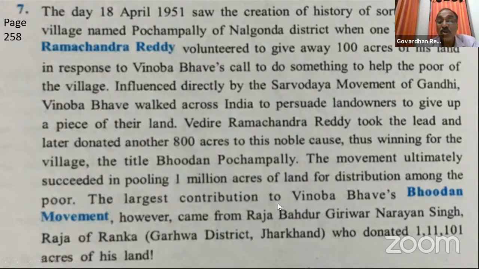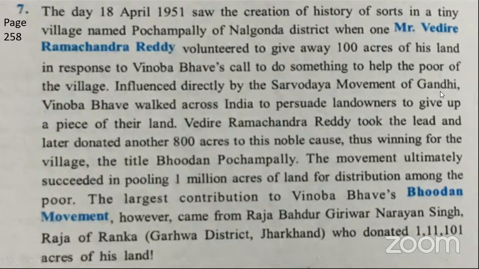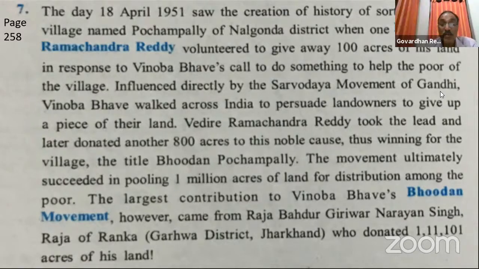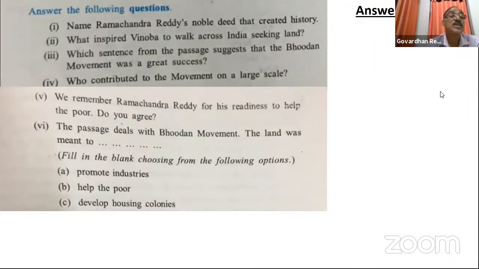The largest contribution to Vinoba Bhave's Bhudan movement, however, came from Raja Bahadur Girivar Narayan Singh, Raja of Ranka. This is in Garwa district of Jharkhand state, who donated 1,11,101 acres of his land. Now we have questions here.